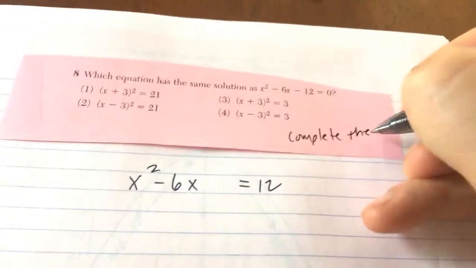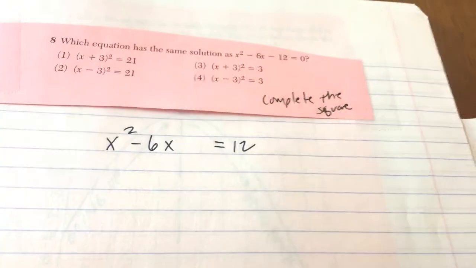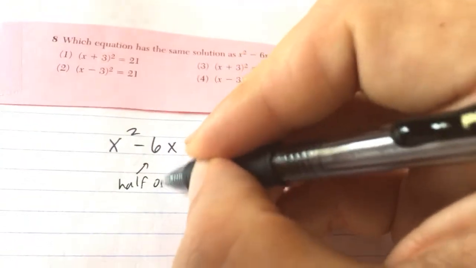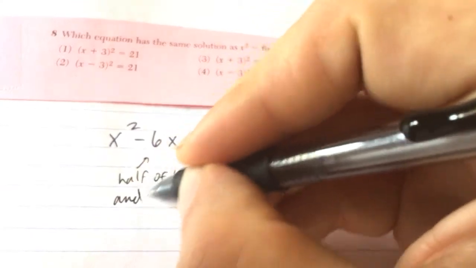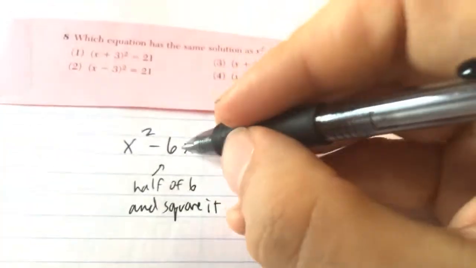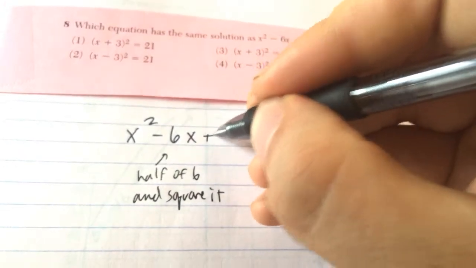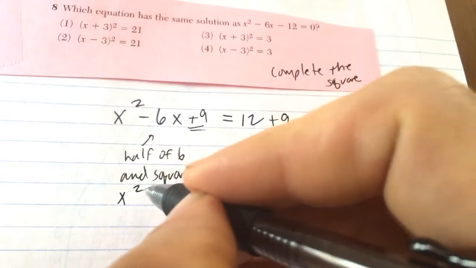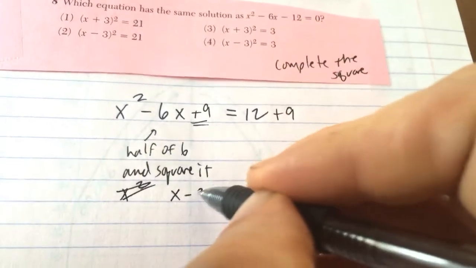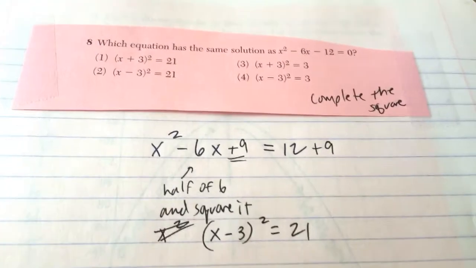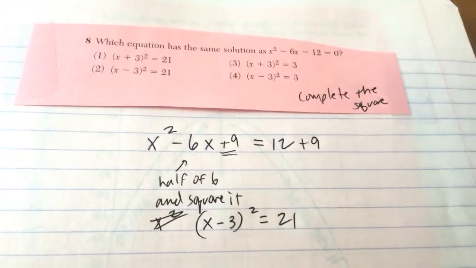Number 8 looks like another example where they want you to complete the square. So what I'm going to do here is take half of 6 and square it. Half of 6 is 3. 3 squared is 9. Whatever you add to one side, you have to do to the other. I get (x minus 3) squared equals 21. Now in this case, they don't really want you to go any further. They just want to know which one's equivalent. Choice number 2.